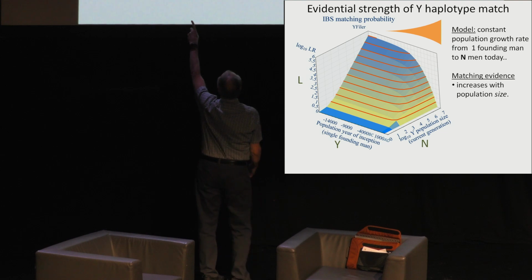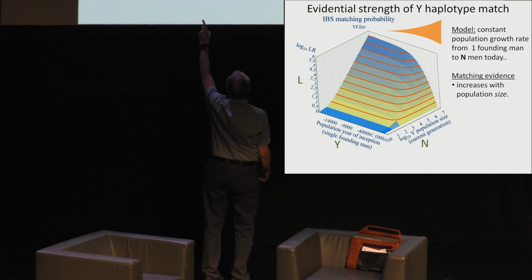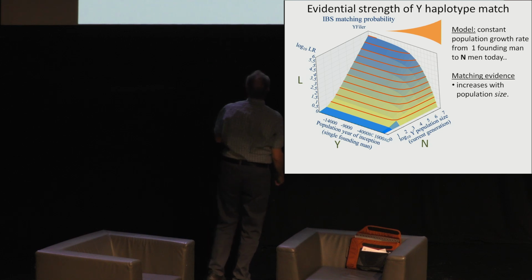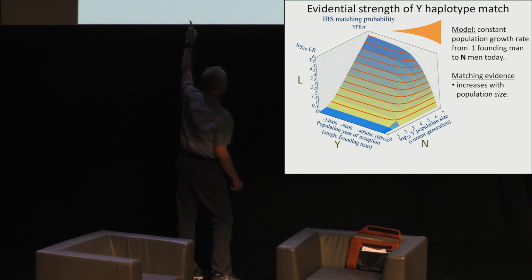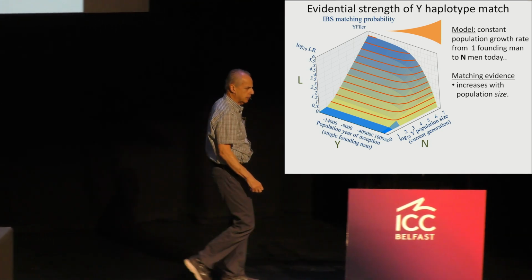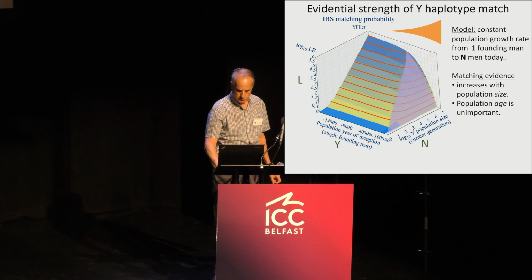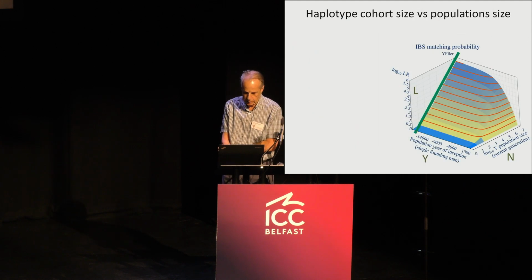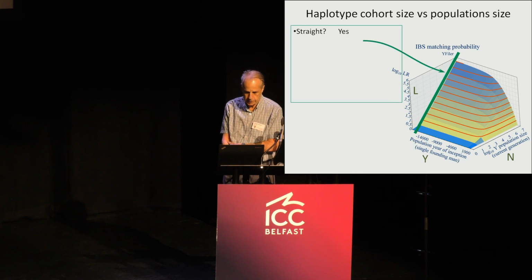A match of 4 means that it's 1 chance in 10 to the 4, 1 chance in 10,000 that 2 random men would match. And this axis says, well, it depends on how quickly you grew the population, how far back it goes. But in fact, if we exclude very recent, ridiculously fast population growth, which I've just done, it doesn't much matter. First of all, look at this line. This line is straight, and it's pretty much a 45.